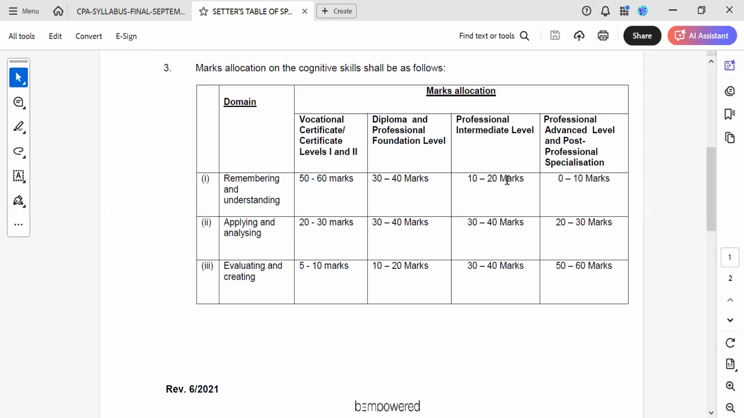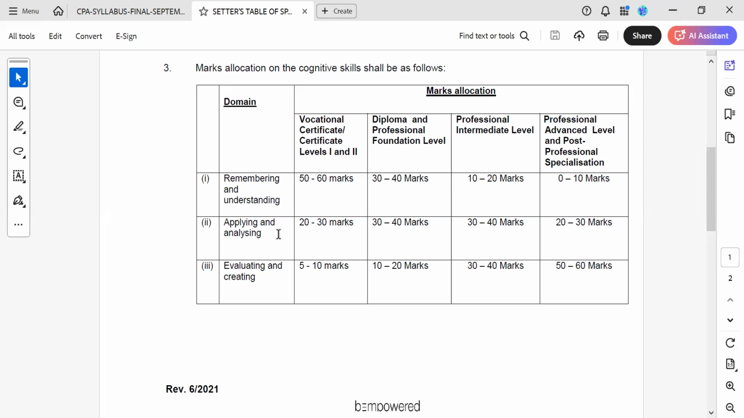We are in professional level, intermediate level here, okay? So the concept is remembering and understanding whatever you're going to get directly from your notes. Whatever you get directly from your notes constitutes a maximum of 20 marks. These are things that have just been copied directly from your notes to your question. 10 to 20 marks.